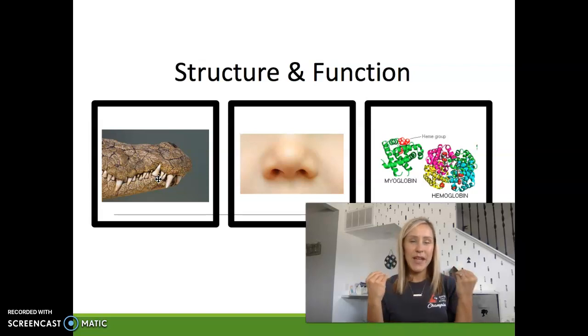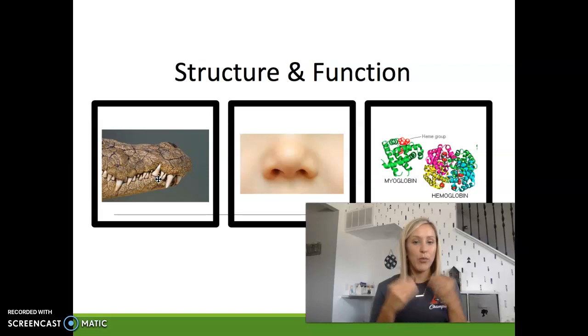What conclusions can you draw? What would you need that kind of tooth for? I mean, that's a sharp sucker right there.